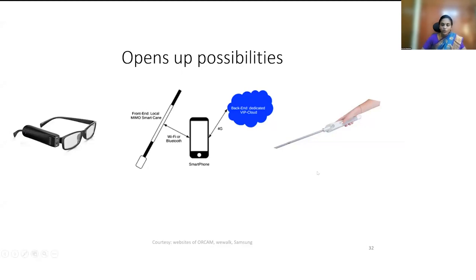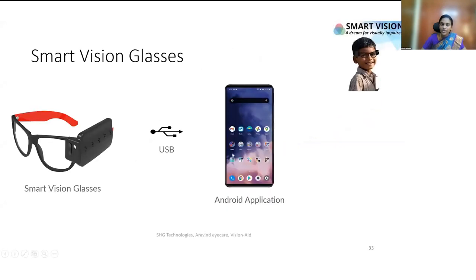So one such device which is available in India is the Smart Vision Glasses, which is a wearable device. This is a device which gives an audio substitution, a real-time audio interface for the user. It is connected through a cable to the Android app, and it has braille-coded keys with four functions and an emergency caller feature also.